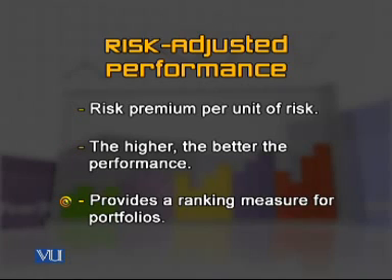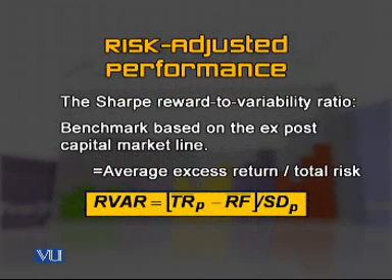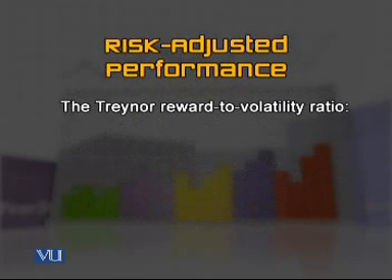So Sharpe's reward to variability ratio is one way of looking at risk-adjusted performance. But this is not the only way to look at risk-adjusted performance. Just look at the reward to variability ratio, and then we can also talk about risk-adjusted performance on another platform, which would be the Treynor, T-R-E-Y-N-O-R, Treynor reward to volatility ratio.